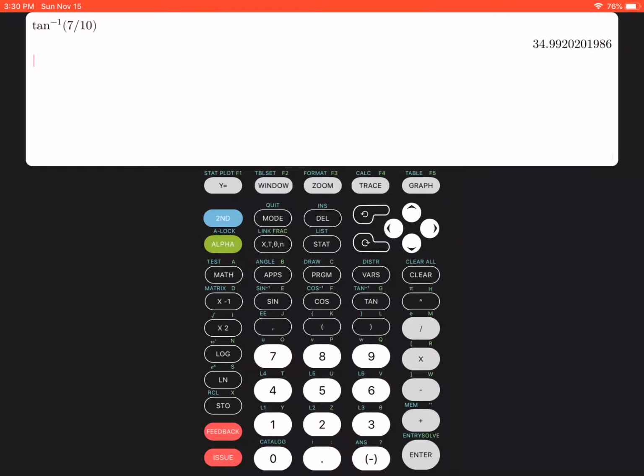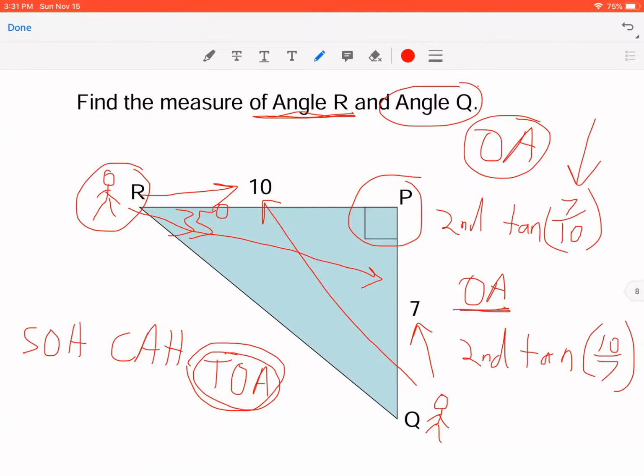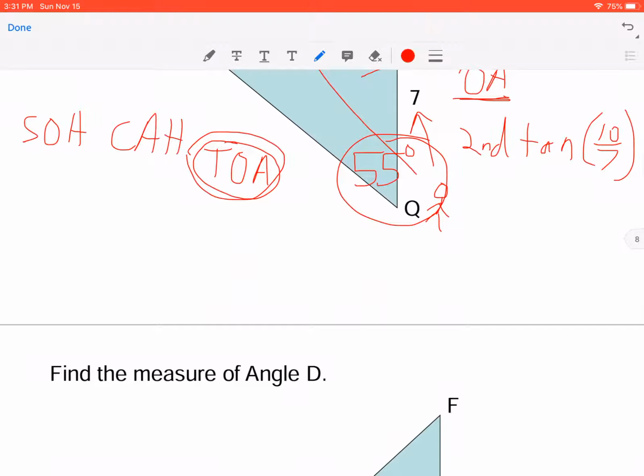All right, so I'm going to clear this. Second tangent, 10 divided by 7, hit enter, 55 degrees. So this one's 55. And again, what's the rule? What do all the angles in a triangle have to add up to? 180. 55 plus 35 plus 90, guess what? 180 has to work. Okay? And that one used tangent.